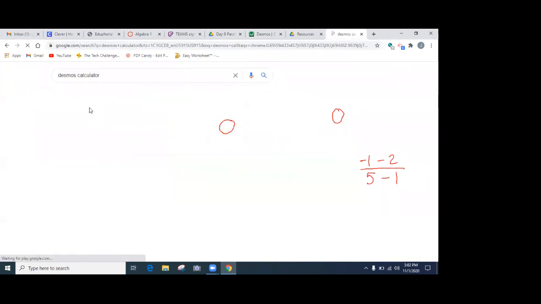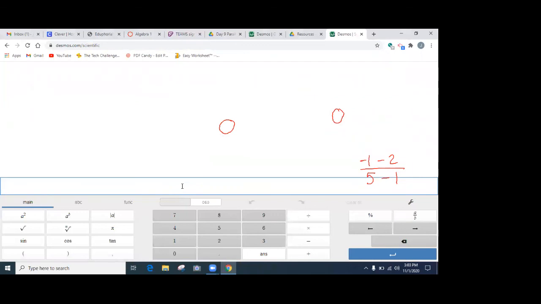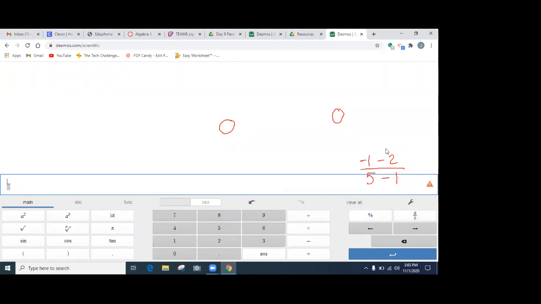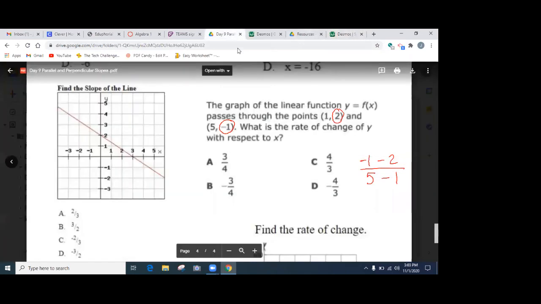And you can do calculator or you can do scientific. And we want the scientific calculator because we need our answer to be a fraction. And right here, you can see this AB button allows you to type in a fraction. So let's go type this in. -1 minus 2 over 5 minus 1. Hit enter. It gives me a decimal, but we want the fraction. And so right here, it says convert to a fraction. And my answer is -3 over 4. So -3 over 4.